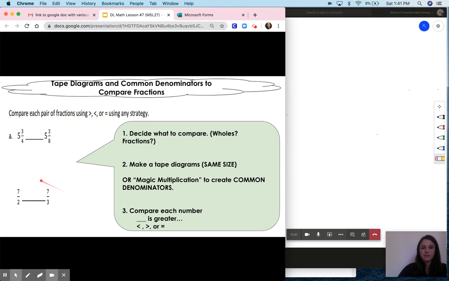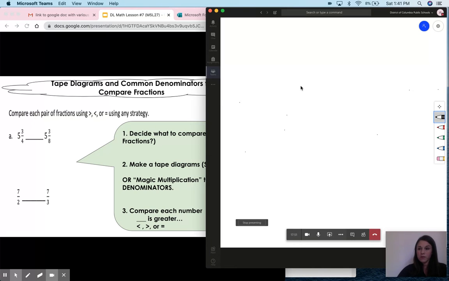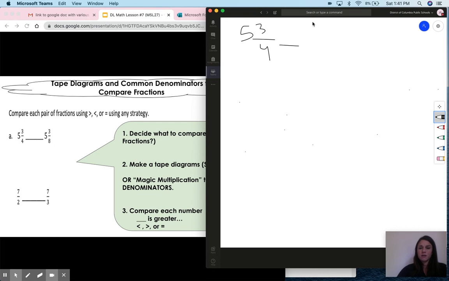Let me show you. I want you to work alongside me, so make sure you have your paper and pencil ready and write what I write. Here we go. Let's compare 5 3/4 and 5 3/8. Those are the same fractions from the last lesson. Watch how we do it faster now. So step 1, decide what to compare. I'm going to compare 5 3/4 to 5 3/8 without this number line.